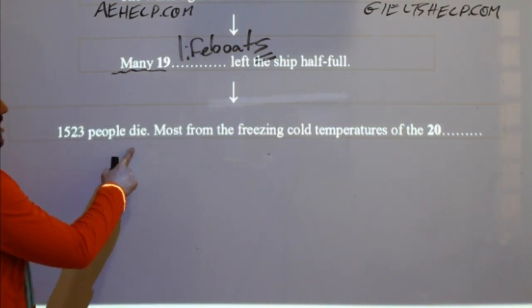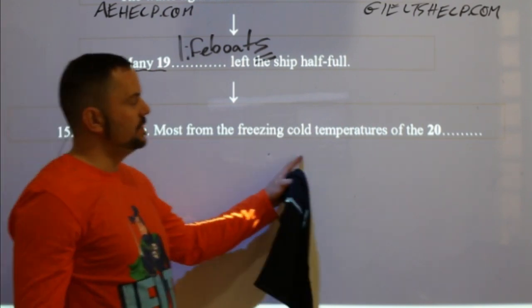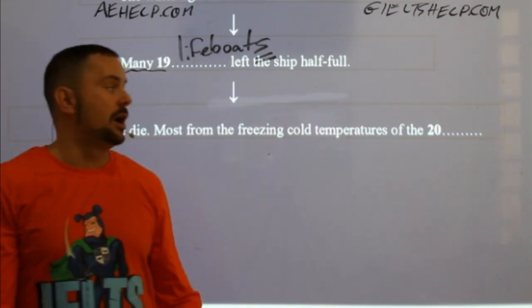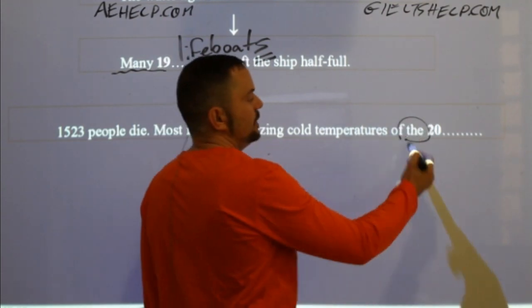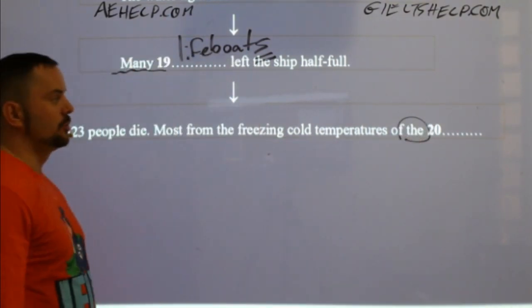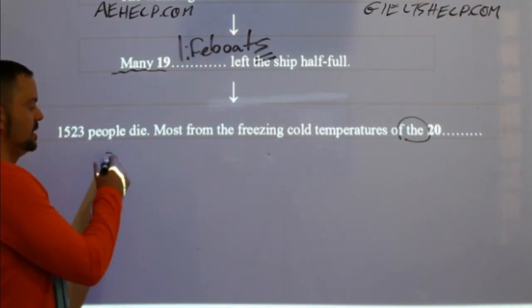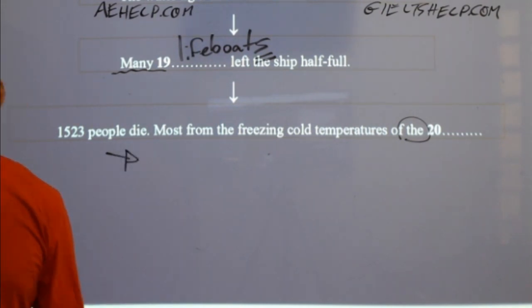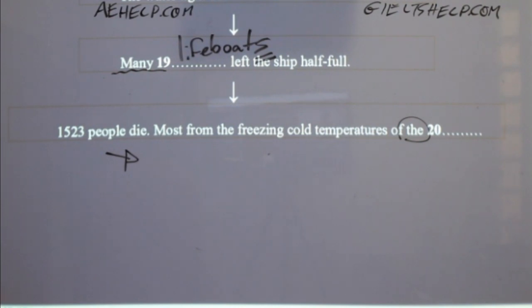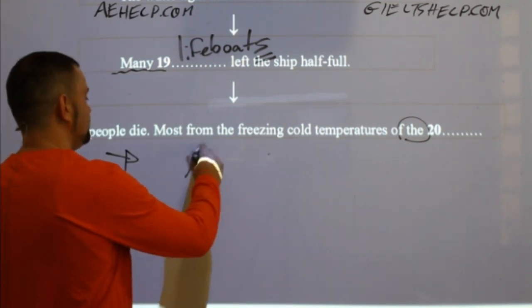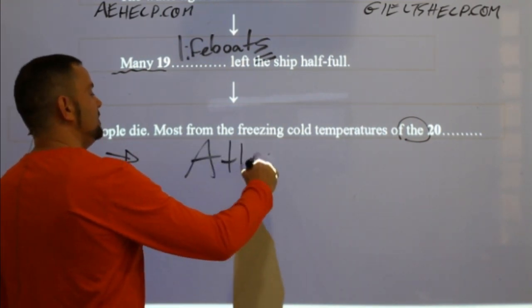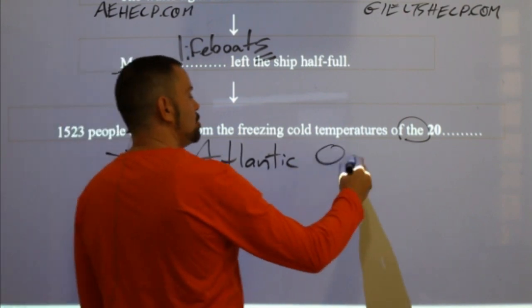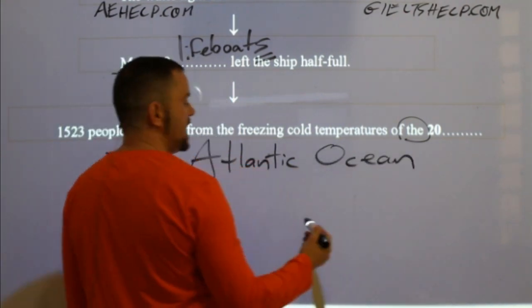1,523 people die, most from the freezing cold temperatures of the. Now, you see the here? That means that this is a unique or a special noun. Okay, it's a unique noun or a proper noun, as we say in English. Bashar, I'm sorry, it is not the Pacific Ocean. It is the Atlantic Ocean. Parvinder Kaur, very good. Atlantic Ocean. It's a name.